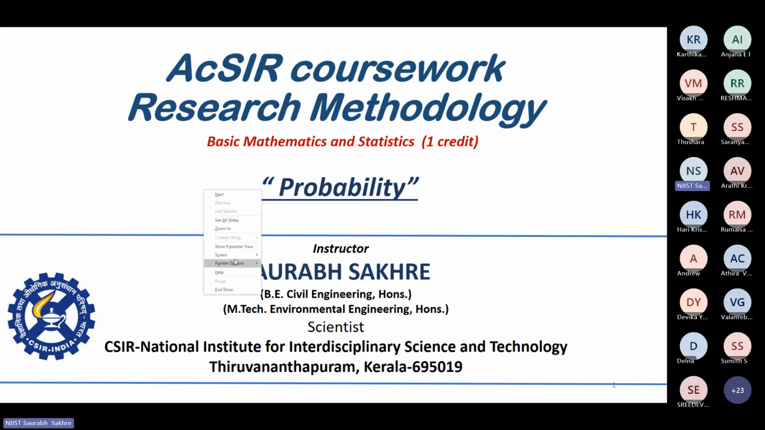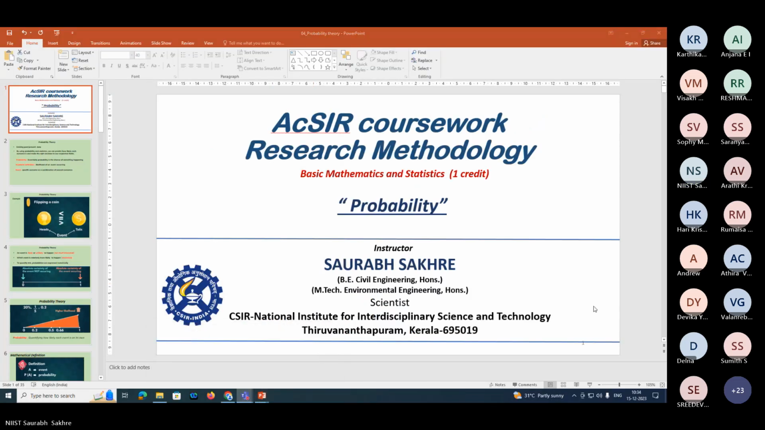So today we will see probability theory. In the first class, we have seen the basic terminologies we use in statistics. Then in the second class, we have seen combinatorics. In that, we have seen permutations, variations, and combinations. Today we will see probability theory.